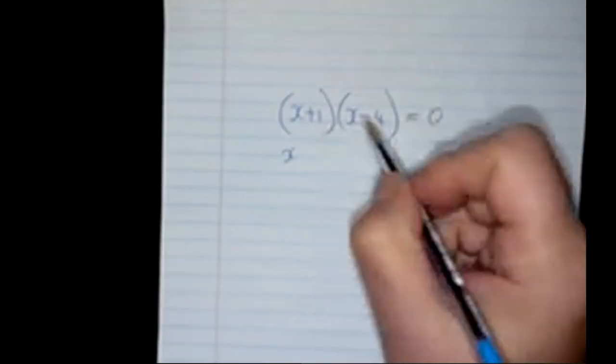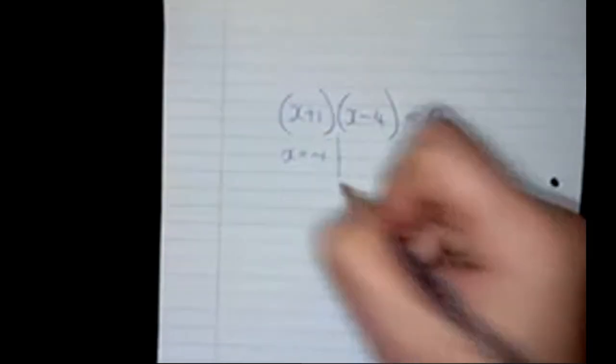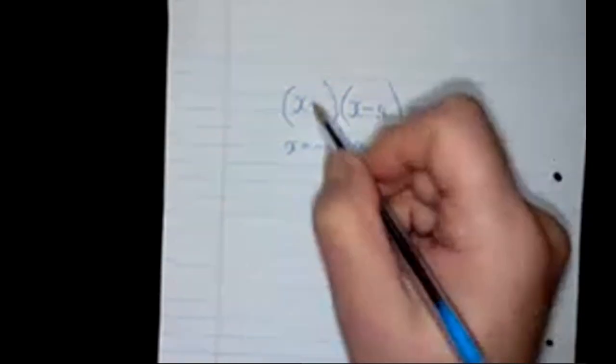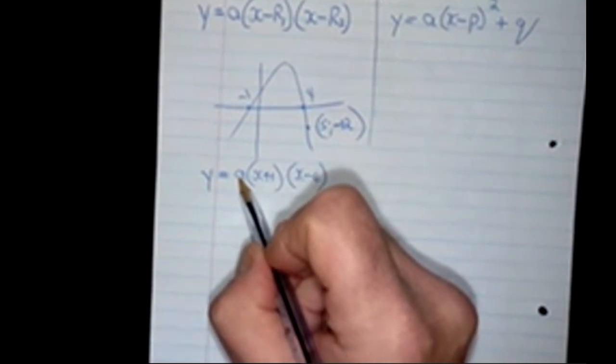Remember, we say if something times something is 0, then this is 0. So that must be minus 1, or this must be 0, then x is 4. So then if you work backwards, then plus, then minus, and minus, then plus. For that reason, minus 1, plus 4, minus 4. So we're almost done, but there's still this thing over here that we need to get.